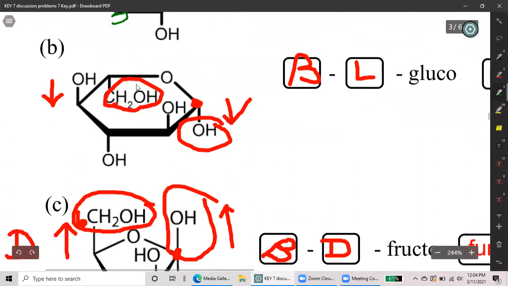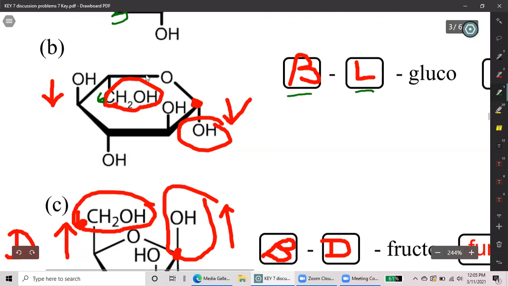Now B here. We look at carbon number 6. Okay, so this is carbon number 6, and it is going downwards. So we know automatically that this is an L. Now, this is our anomeric carbon, and the alcohol group that goes on it goes down. So they're both going down. That means that this is cis, and this is beta automatically.